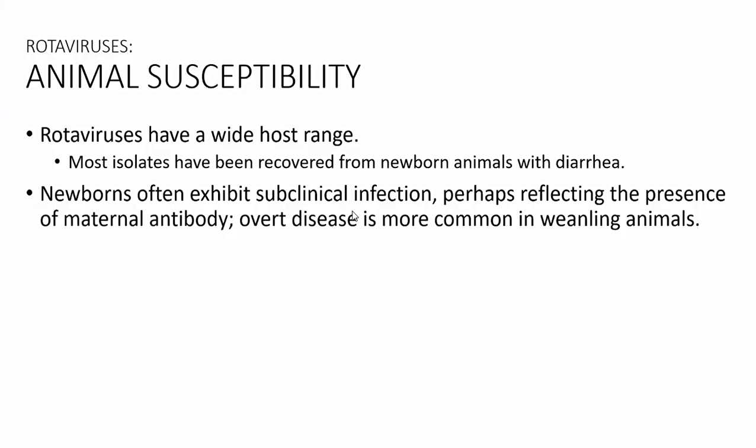For animal susceptibility, rotaviruses have a wide host range. Most isolates were recovered from newborn animals with diarrhea, and cross-species infections can occur in experimental inoculation, but in nature it has not yet been observed. Newborns often exhibit subclinical infections, perhaps reflecting the presence of maternal antibody, and overt disease is more common in weanling animals.